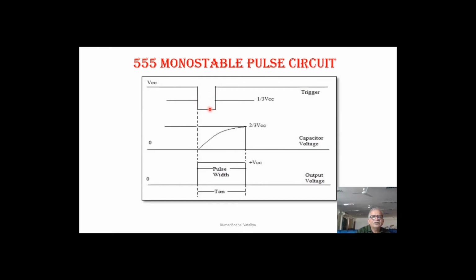This is the trigger. A sufficiently large voltage has to be applied, then the circuit will go into a high and remain high for a limited time T on, which is 1.1 into RC. So from 0 to 2/3 voltage the capacitor gets charged, and then it is again discharged suddenly.